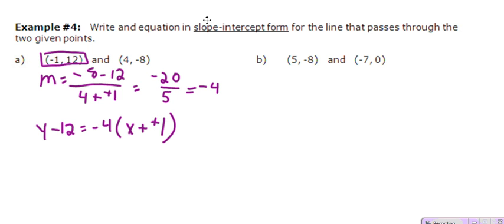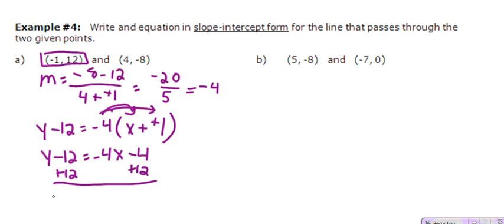What I do from here is if they want it in slope-intercept form, I take this and I solve for y. So I distribute the negative 4. I have y minus 12 equals negative 4x minus 4. Negative 4 times 1 is negative 4. Then to get the y alone, I add 12. So I have y equals negative 4x, and then negative 4 plus 12 is positive 8. So negative 4x plus 8.